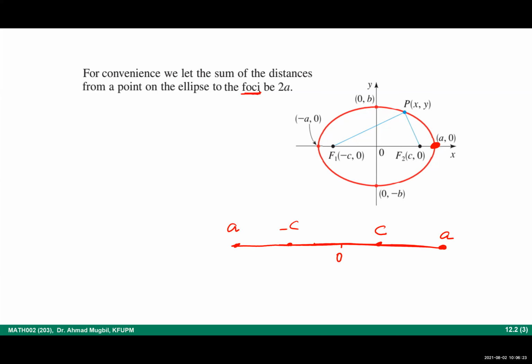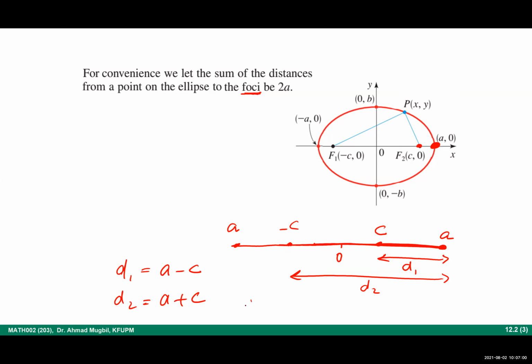Okay. Now what is the distance, guys, from here to here? Because now we said that from this point to the first focus is D1, and from here to the other focus is D2. Who can tell me what D1 is? What is the distance from here to here? A minus C, guys, no need to talk much. And from this point to this point, what is it? A plus C.